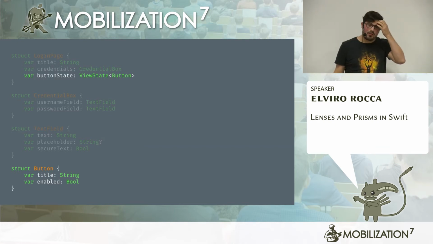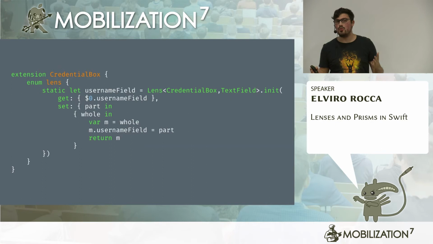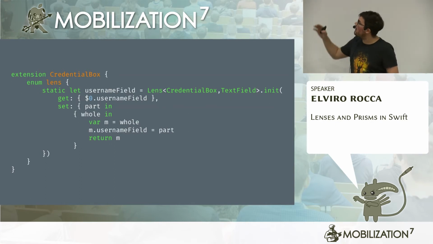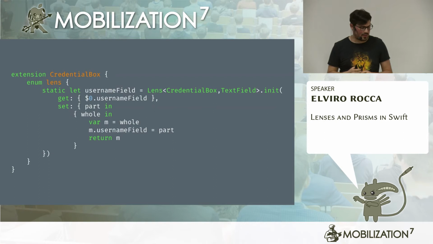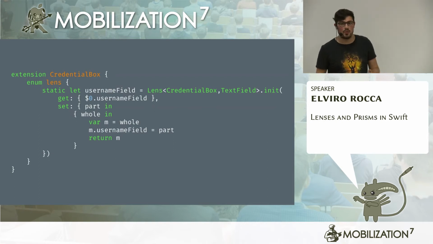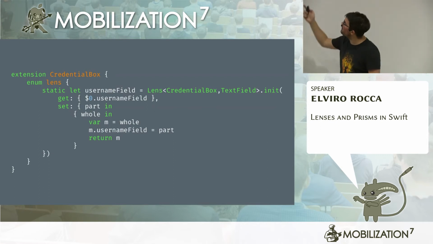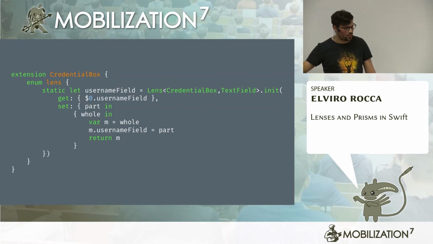So for example, if we want to add a lens to this thing, for example, to the credential box, usually we do it like this. We extend the credential box, and we add a nested type that is called lens. But this nested type is really going to act as a namespace. So it's a type with static properties. For example, I define this username field. So when you call this, you call credentialBox.lens.usernameField.